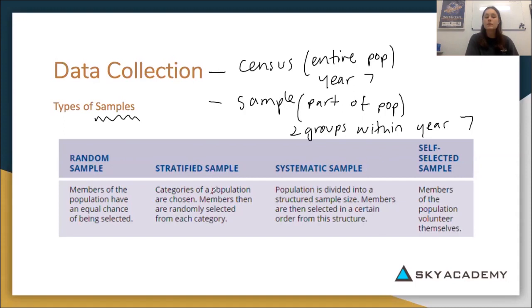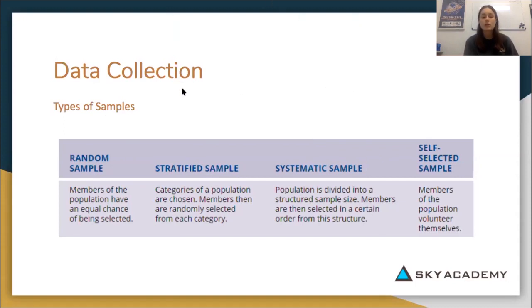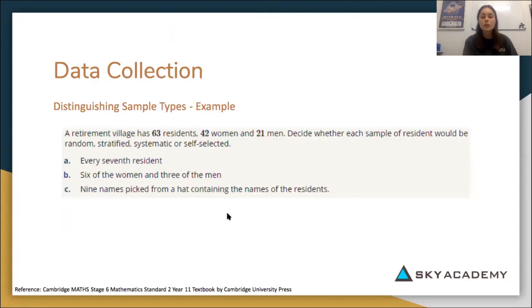So let's have a look at a question now. This question was taken from the Cambridge Year 11 textbook. It says a retirement village has 63 residents, of which 42 are women and 21 are men. Decide whether each sample of residents would be random, stratified, systematic, or self-selected.